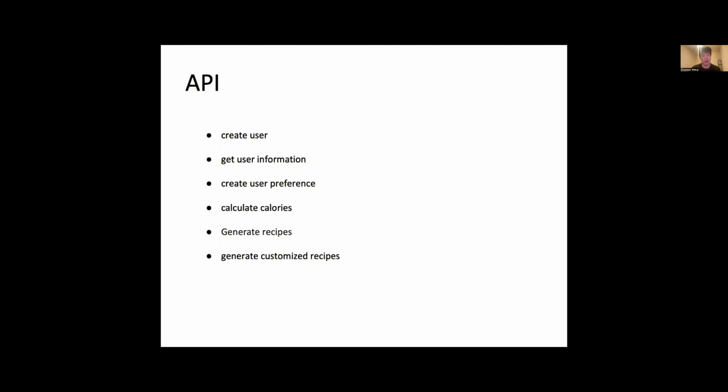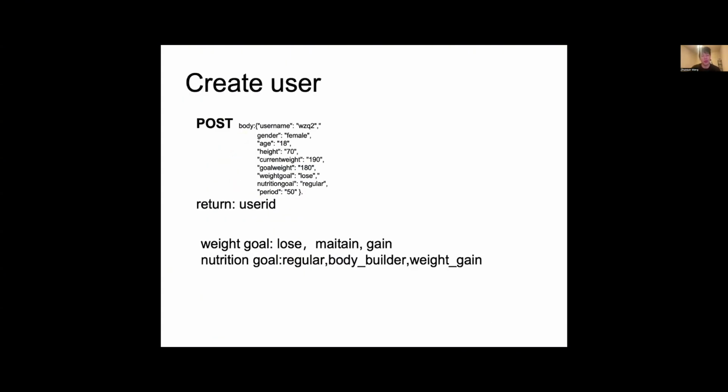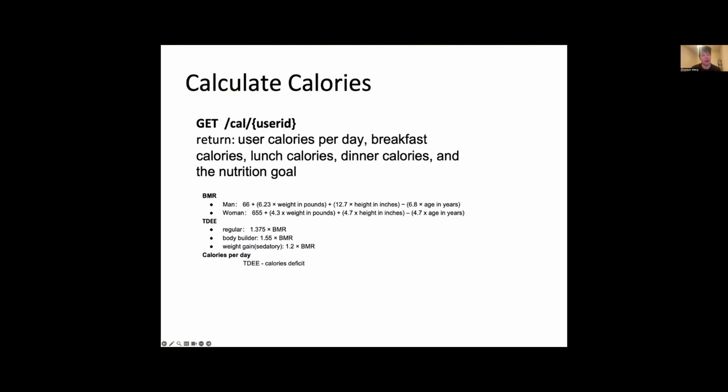So for create user, the user uploads all their information and their goal. And this API only creates a user if this information is reasonable. Otherwise, it returns failure and the status code is 500. Calculate calories calculates how many calories the user should eat per day, and the calories allocated to three meals according to different nutrition goals.